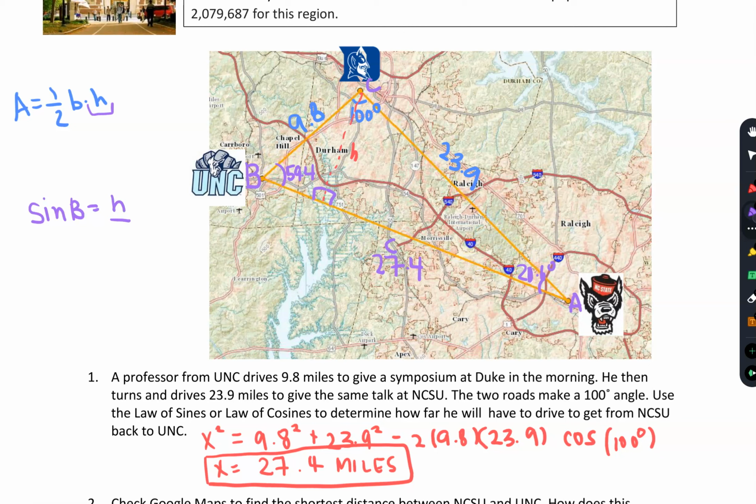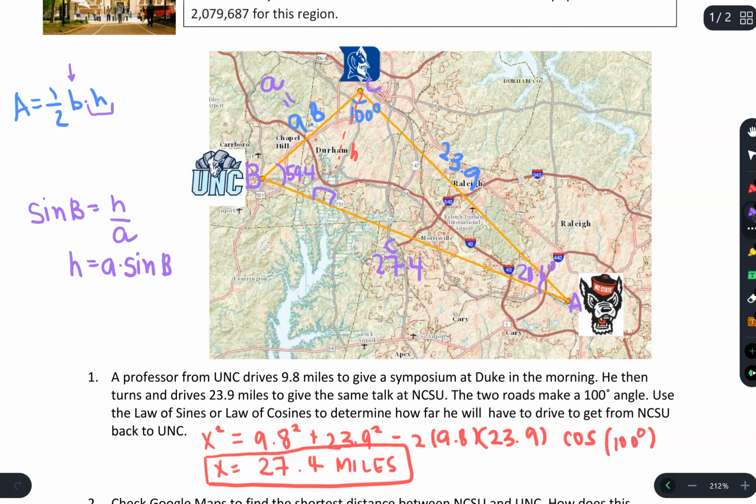But what is 9.8 equal to? What side is that? Side what? A. Okay. So this is my side A. So that's height over your A. Okay. Can I rearrange that formula? My height then would be equal to what? A times sine of angle B. Is that right? Okay. Now what was my base?